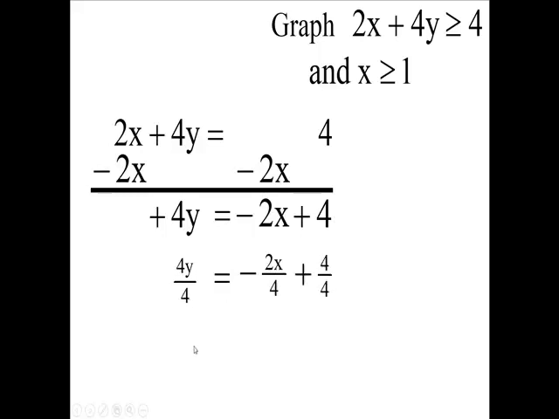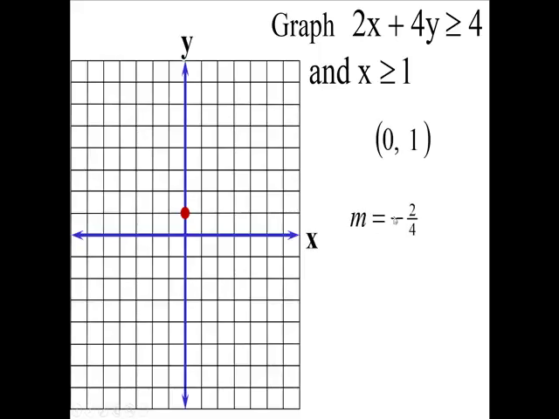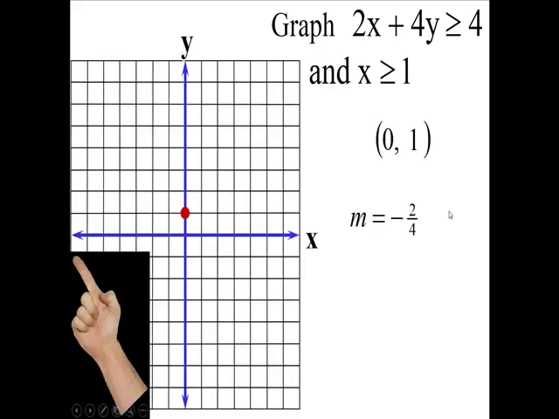1 times y is y. This equals, and I'm going to keep negative 2/4 just for a second, okay, plus 4 over 4 is 1. Now, y equals mx plus b. So m is this fraction right here, okay? M is that fraction which reduces down to 1/2.